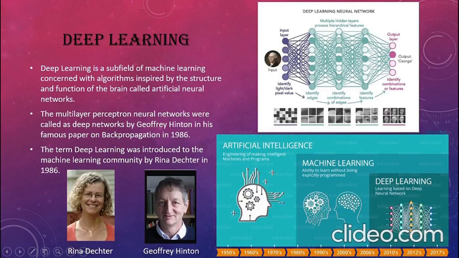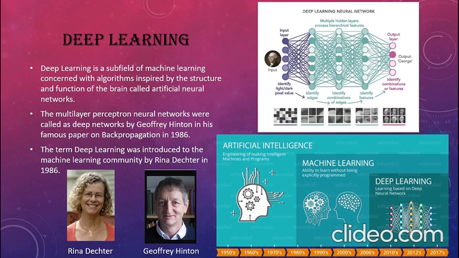Deep learning. So finally, we are moving to deep learning. Deep learning is the subfield of machine learning concerned with algorithms inspired by the structure and function of the brain called artificial neural networks, as we have learned earlier. The adjective deep in deep learning comes from the use of multiple layers in the network.